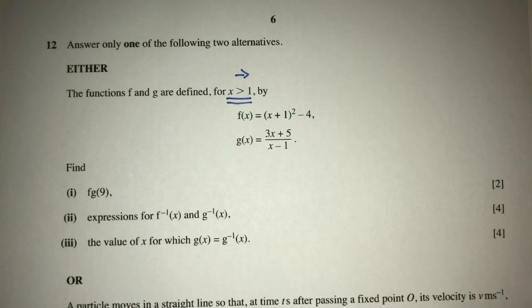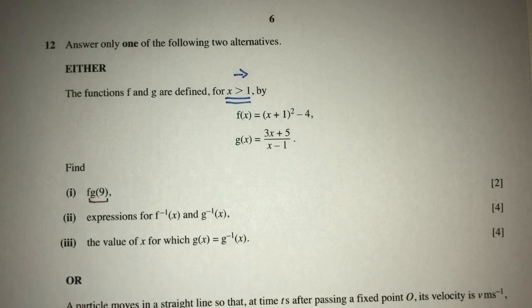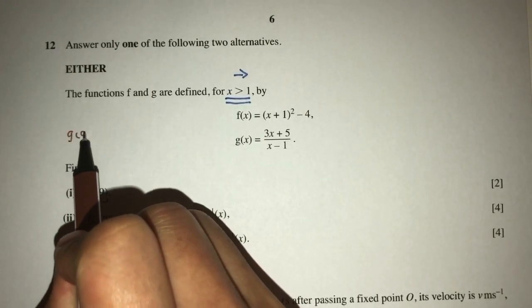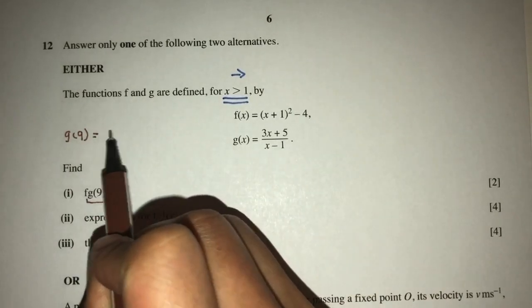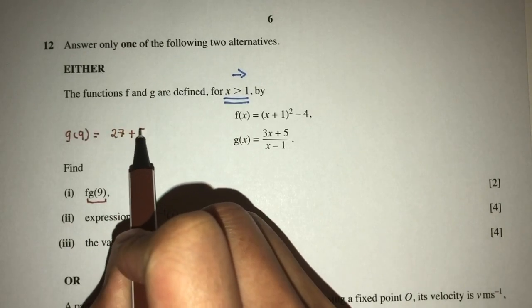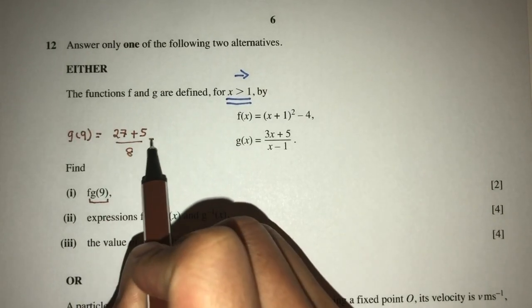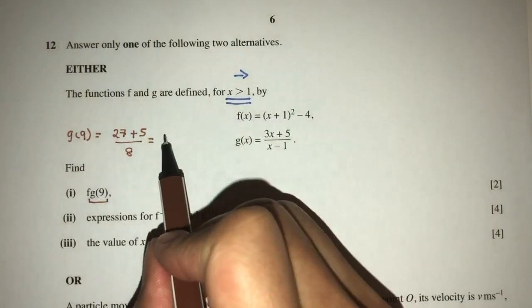Now part 1 is we have to find fg of 9. What I like to do here is first find the value of g of 9, because it will be kind of tough to go find this and then this. So just first let's find this. So what is g of 9? Replace the value of x by 9 in the equation. So that will be 3 times 9, which is 27, plus 5, over 8. That should be what? That will be 4.